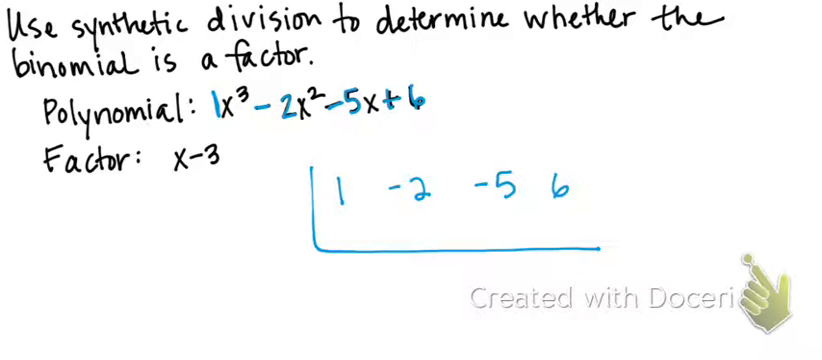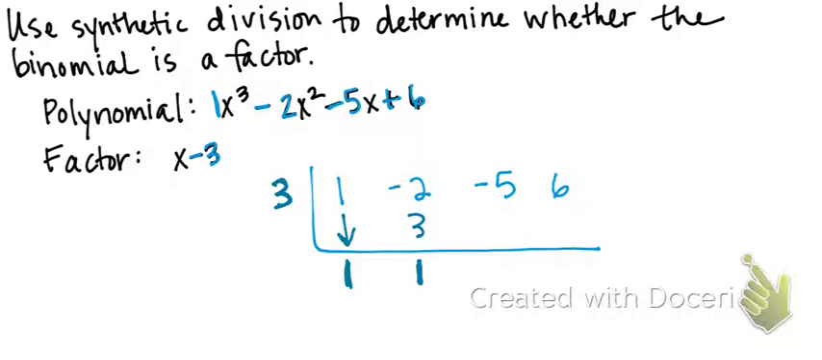And then what goes outside, what we're dividing into this, is we look at the factor and we change the sign. So instead of -3, we're going to put a +3. So let's perform synthetic division. The first thing you do is bring down this first number, 1, and then you multiply this by 3. And then you add. -2 plus 3 is 1.